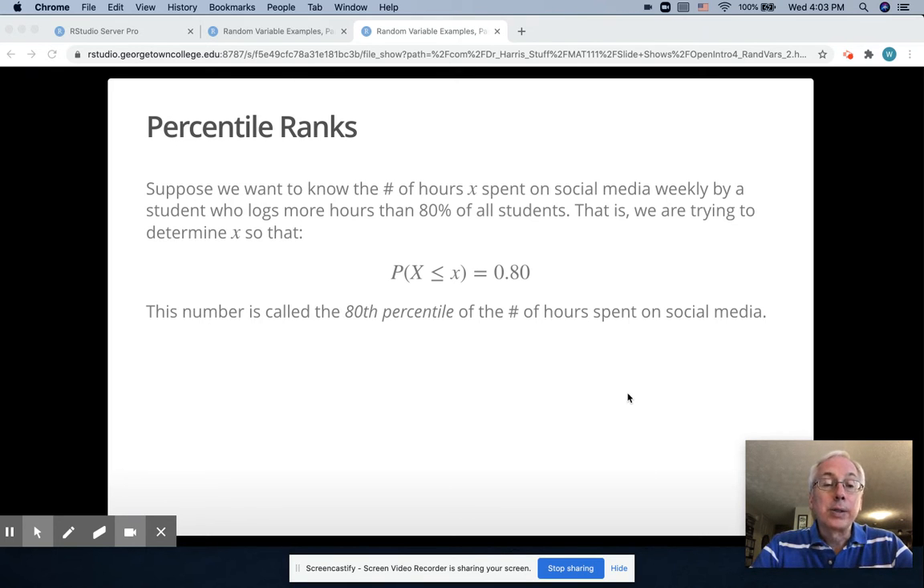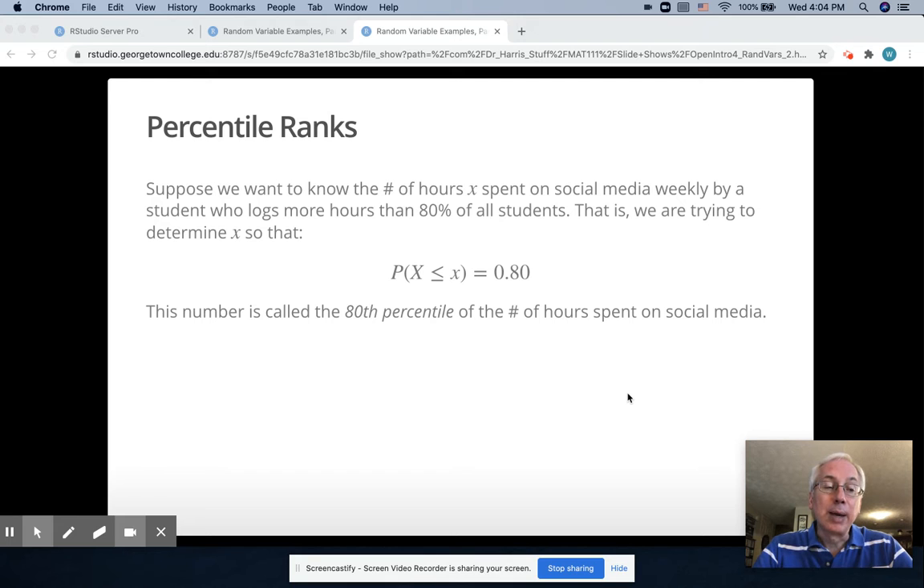So in our example, we want to look at finding the number of hours spent on social media by a student who logs more than 80% of all students. In other words, we're asking what is the 80th percentile for the number of hours spent on social media by students. And we want to recognize that this is a little bit of a different situation.